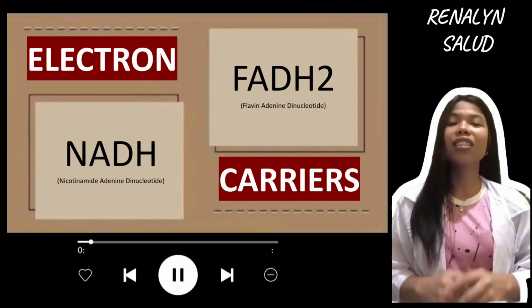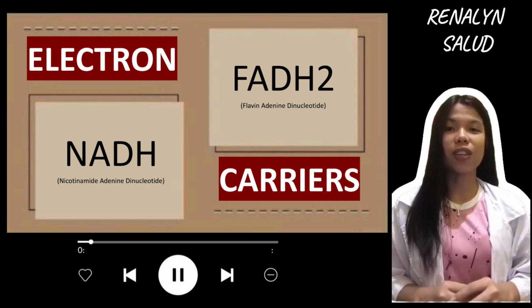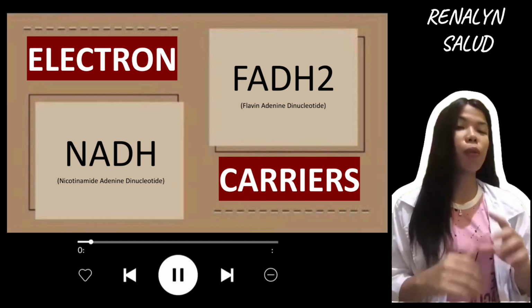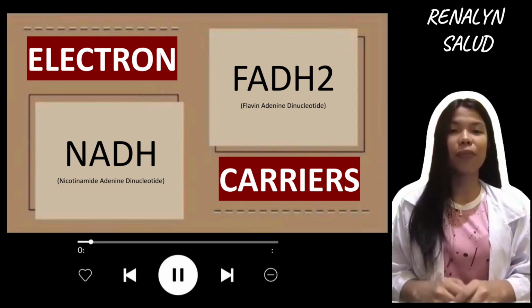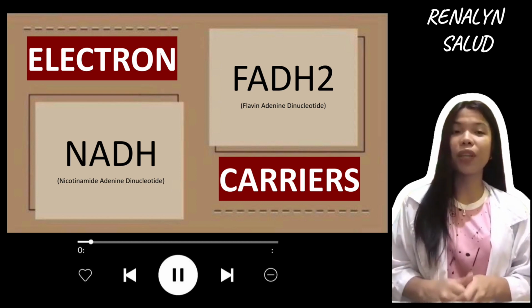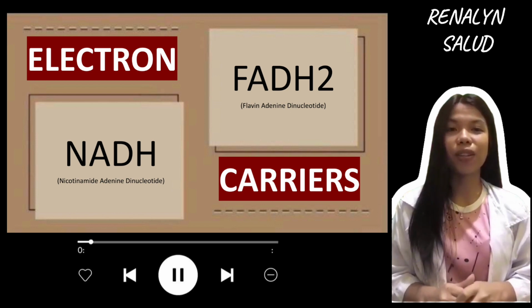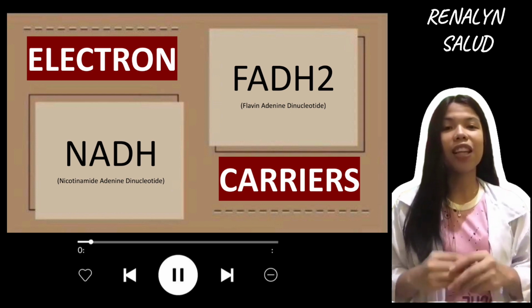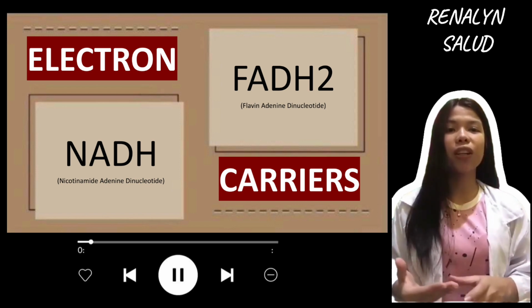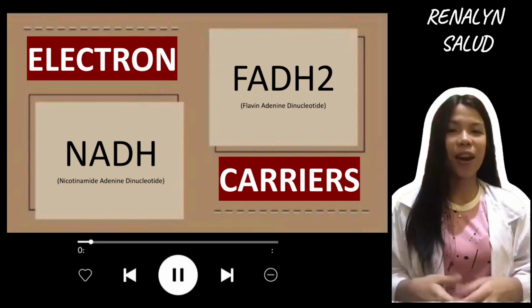And now, let's talk about the electron carriers. So what are electron carriers? Electron carriers are small organic molecules that accept electrons from an electron donor, as well as donate them to electron-deficient molecules. Thus, working as an electron shuttle system, electrons shuttle from one molecule to another via electron carriers.